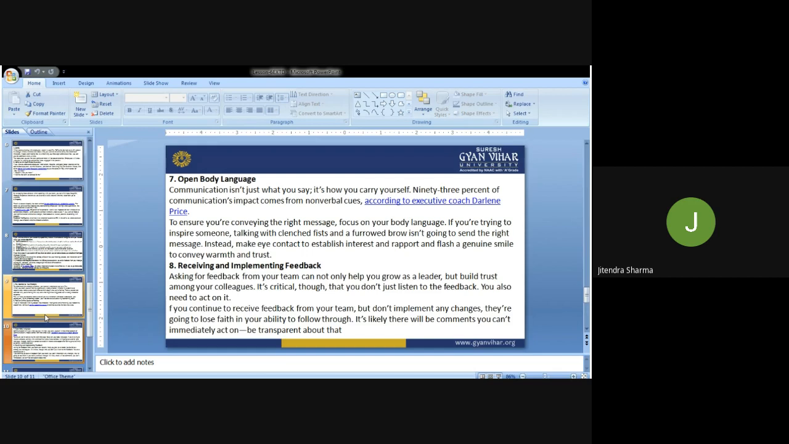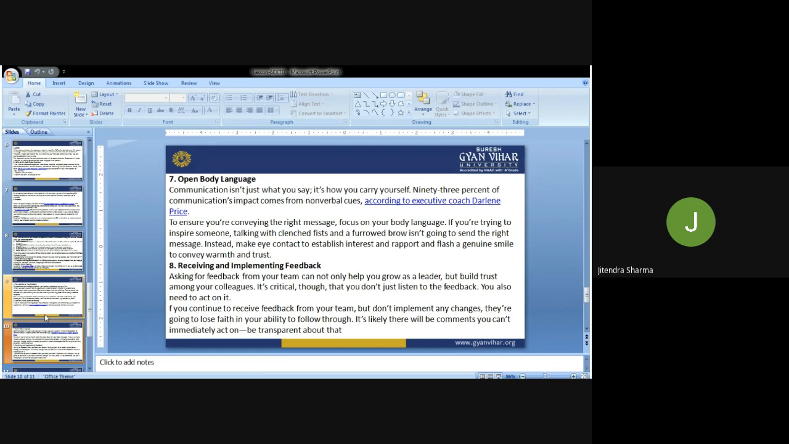Now, receiving and implementing feedback. Asking for feedback from your team can not only help you grow as a leader, but build trust among your colleagues. It is critical that you don't just listen to feedback, you also need to act on it. How you react is very important, because the reaction should not be spontaneous. Yes, of course, sometimes it is required, but you have to have clarity. If you don't have clarity, then don't react, because only when you have clarity should you react. It will help you achieve your objectives, and it is definitely a value addition for the person to whom you are giving your feedback and your opinion.